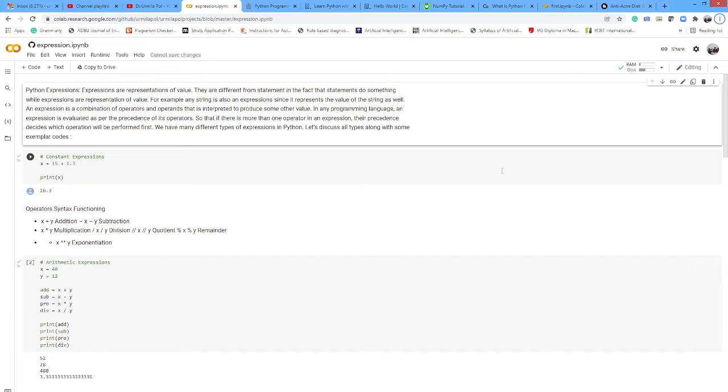In any programming language, an expression is evaluated as per the precedence of its operators. So if there is more than one operator in an expression, their precedence decides which operation will be performed first. We have many different types of expressions in Python.